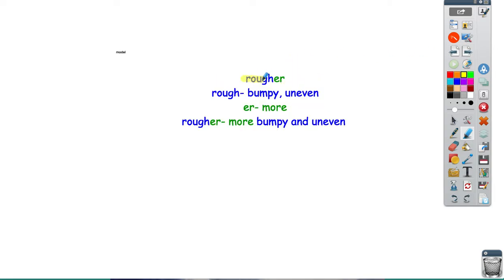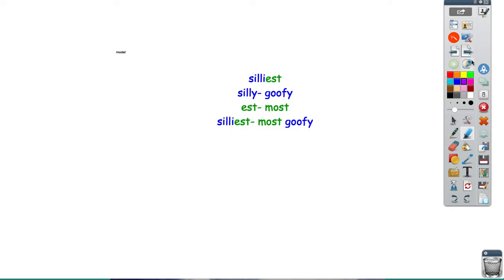Rougher. We have the base word rough, which means bumpy and uneven. Then we have this suffix er, which means more. So we know that rougher would mean more bumpy and uneven. Let's take a look at another example. Silliest. We have the base word silly, which means goofy, and then we have the suffix est, which means the most. So silliest must mean the most goofy.